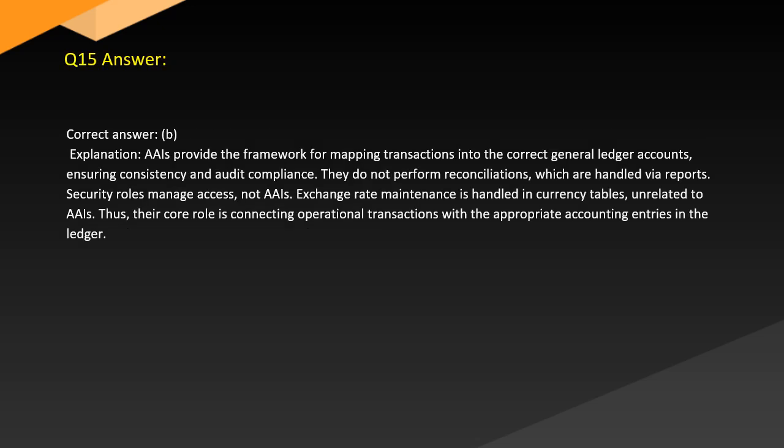Answer. Correct answer. B. Explanation. AAIs provide the framework for mapping transactions into the correct general ledger accounts, ensuring consistency and audit compliance. They do not perform reconciliations, which are handled via reports. Security roles manage access, not AAIs. Exchange rate maintenance is handled in currency tables unrelated to AAIs. Thus, their core role is connecting operational transactions with the appropriate accounting entries.